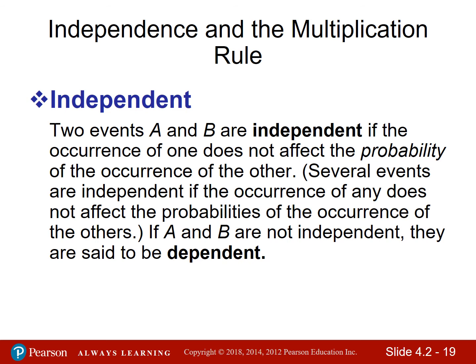Independent events. We're going to go over some examples of the multiplication rule. Two events A and B are independent if the occurrence of one does not affect the probability of the occurrence of the other. Several events are independent if the occurrence of any does not affect the probability of the occurrence of the others. If they are not independent, they are said to be dependent, which will affect the actual multiplication rule. We go over some examples.